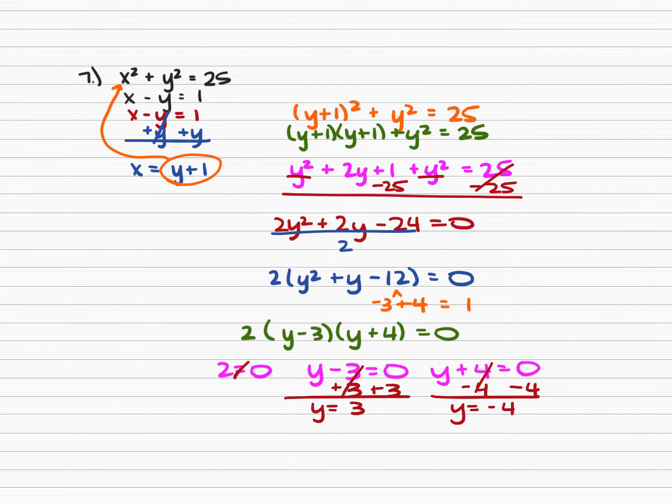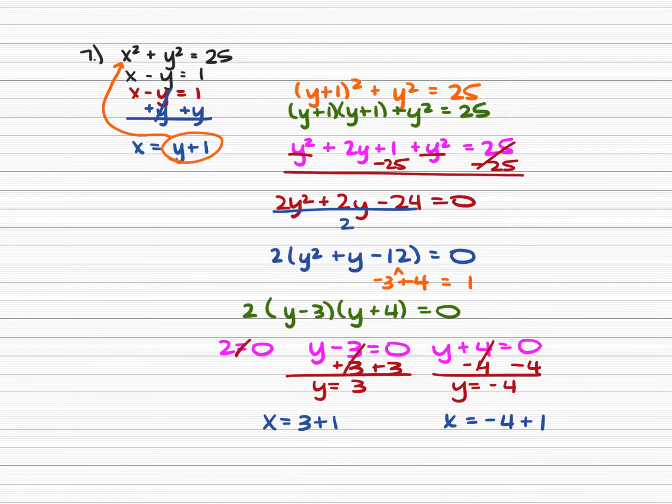We still need to find x. You can use that x is equal to y plus 1 in order to plug in the 3 and the negative 4 and solve for x. So if we do that, we have x is equal to 3 plus 1, and x is equal to negative 4 plus 1. From here, that 3 plus 1 is going to give us that x is equal to 4. So that gives us 3, 4. Then you also have negative 3 for an x, so that one is negative 3, negative 4.